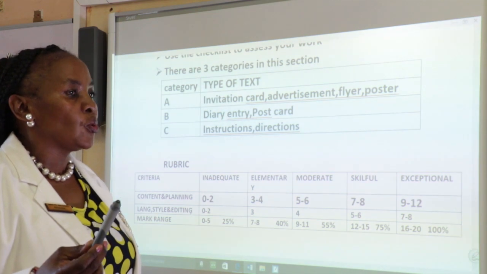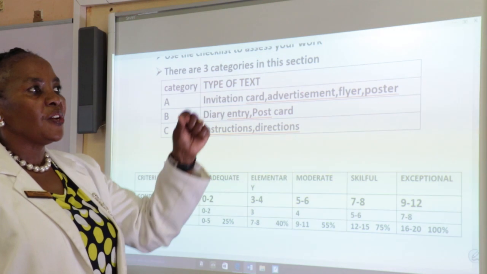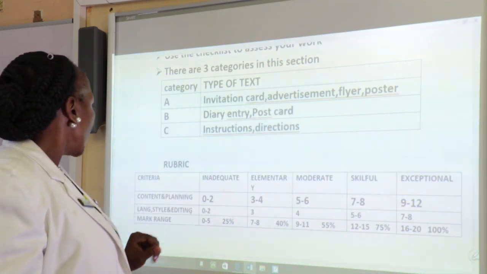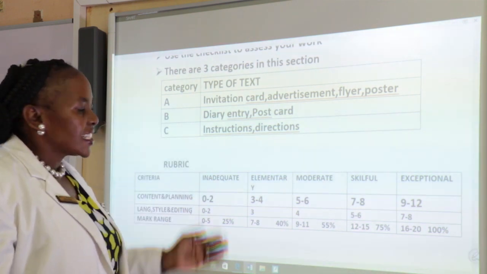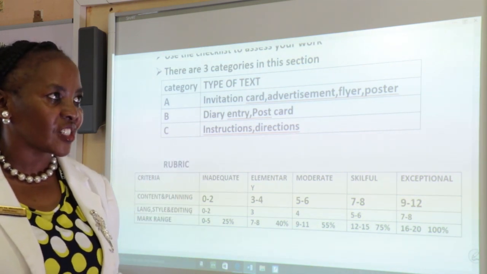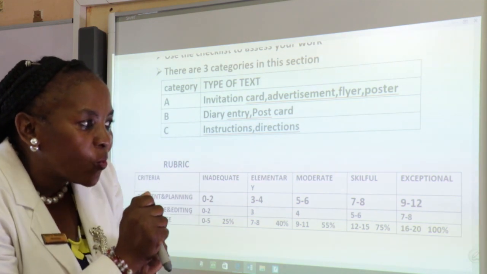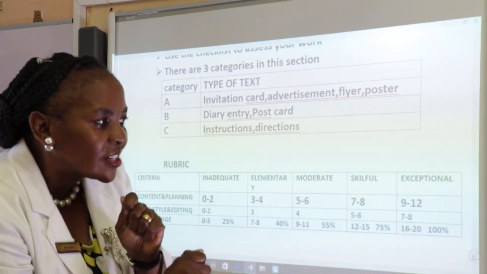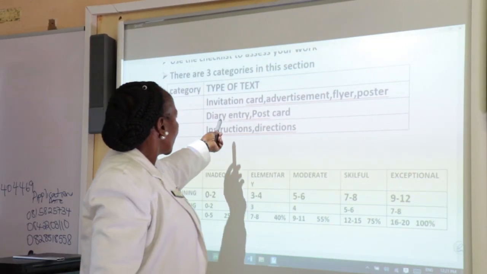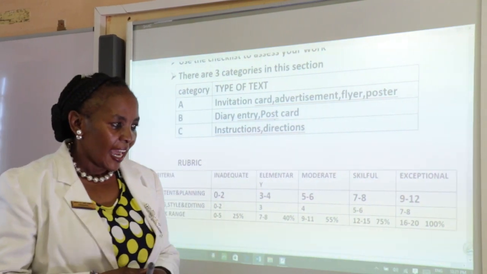With me, I have brought the two. I can refer you to the June paper that they've written this year and the November paper in 2018. You will see what I'm talking about. For category B, it's a diary entry. I know our candidates, they love diary entry, but you need to really train them what is important, what are the features that should be in the diary entry. The diary entry goes with a postcard.